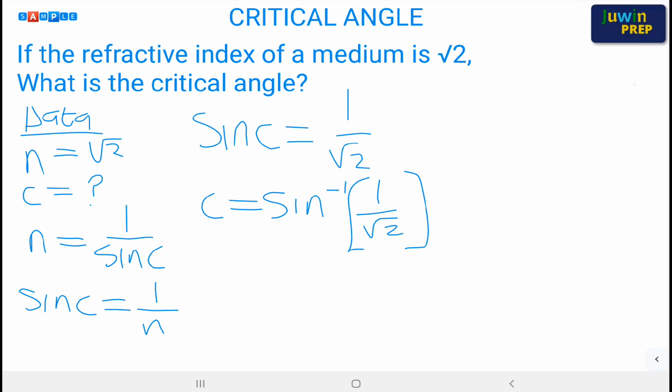The next thing, you'd punch your calculator. If you punch the sine inverse of 1 over root 2, you'd get 45. So c is just 45 degrees. So the answer to this sample here is 45 degrees.